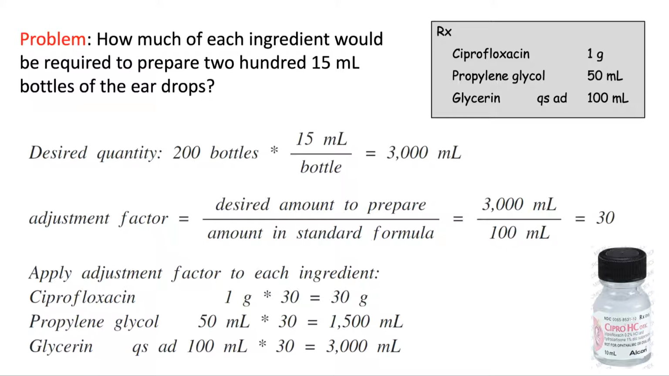To summarize, to make the batch that we want, since we want to make 3,000 milliliters versus what's called for in the prescription, which is 100 milliliters, we've decided by calculating our adjustment factor that we need 30 times the amount of each ingredient. So the final amount for our formulation would be 30 grams of ciprofloxacin mixed with 1,500 milliliters of propylene glycol. And then we will QS with glycerin up to a total final volume of 3,000 milliliters. And that's how we've now adjusted this formula for the batch size that we want to create. And that is the answer to this question.